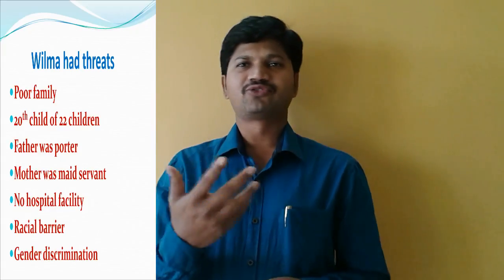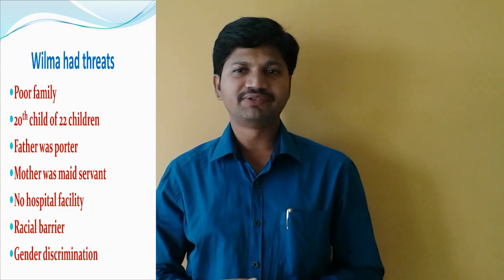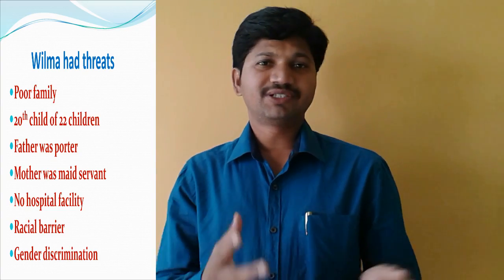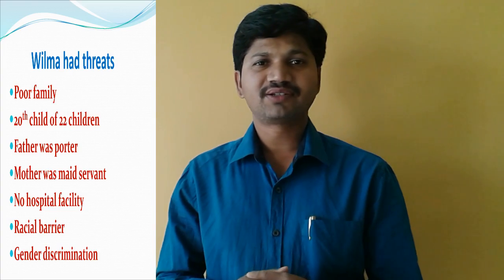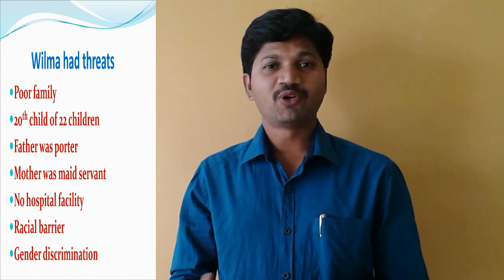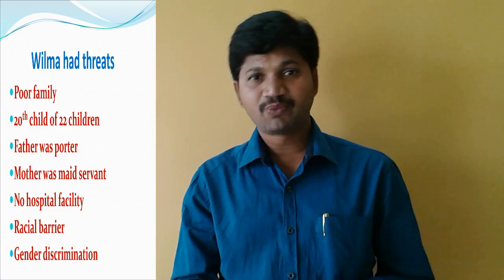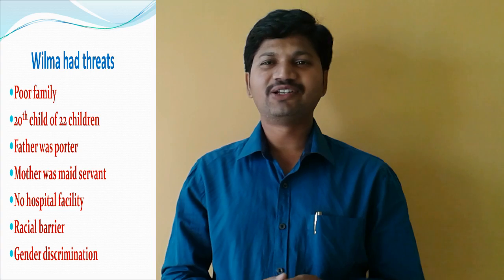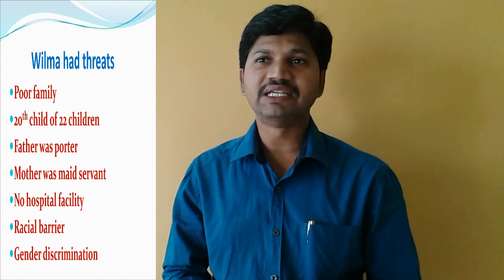And when we look at the threats in the life of Wilma Rudolph, she had threats too. What are the threats we could analyze here? Basically, she was born in a very poor family, and she was born in a very large family also, where her number was 20th. She was the 20th child of 22 children in the family.